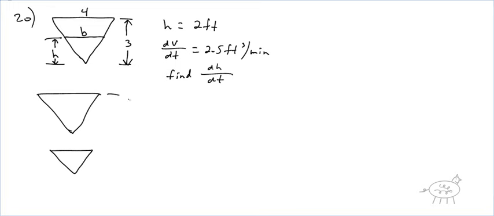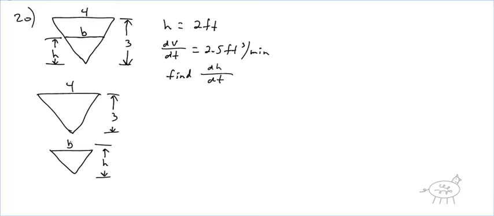Right? This one is 3. That's the height of that. And this is 4. And then this guy here is H and B. These are similar triangles. All right? Because they have the same angles, right? The water level is the same. I mean, it forms the same angle for B or for 4. That's why they're similar triangles.